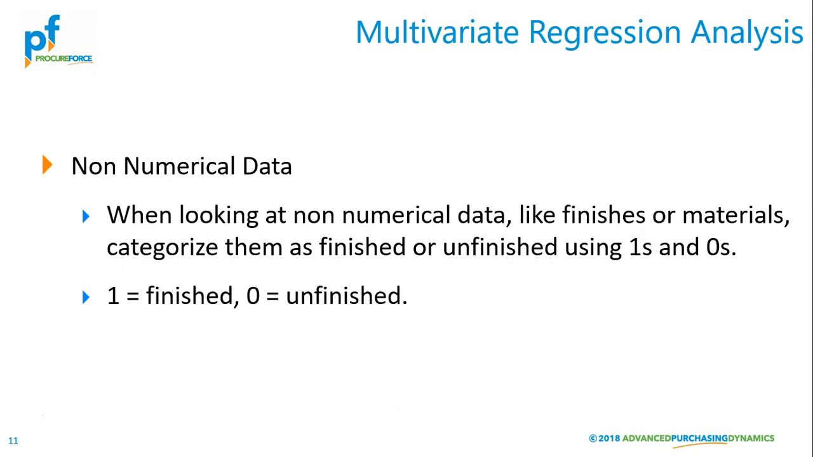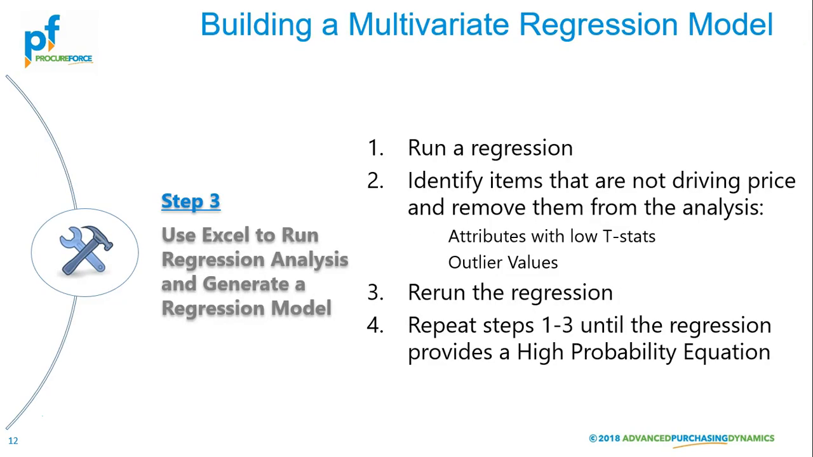If you've got non-numerical data, like does the part have a finish on it, does the part have a label on it, you can use ones and zeros. So in this case, if the part is finished, you put in a 1 in the table. If the part is unfinished, you put in a 0. So you convert the non-numerical data to numerical, then you want to run your regression. Use Excel to run a regression, and in the links above, there's a white paper and also a longer 30-minute video that provides more details on how to do this.